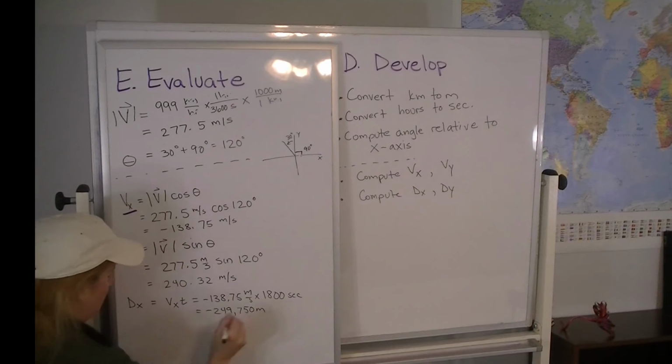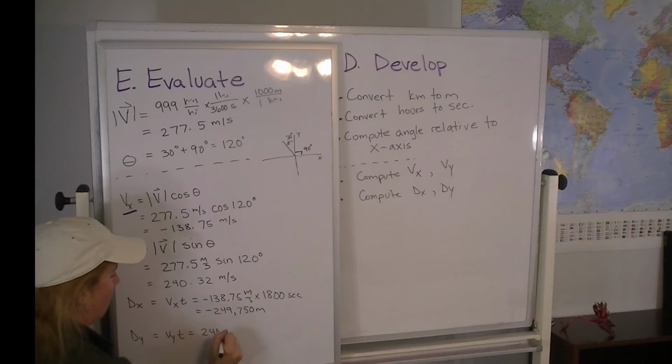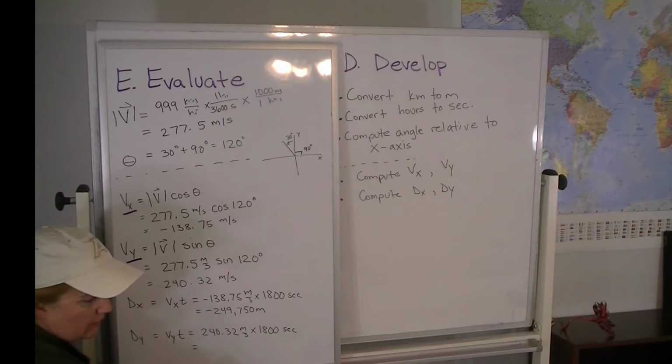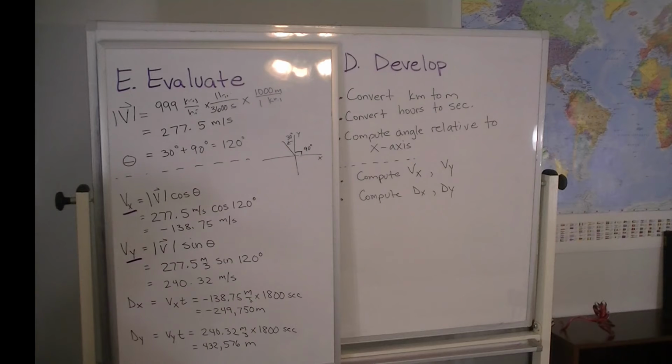249,750 meters, and I should say a y component is the y component of velocity times time, and that is going to yield a value of 432,576 meters. Now, we're going to do two things here.